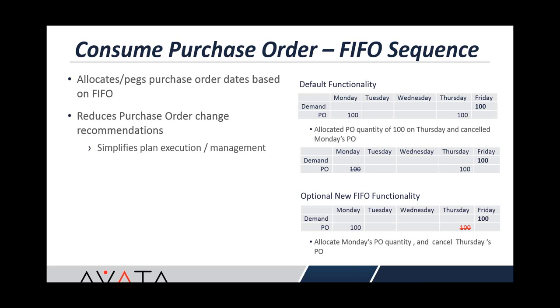So when it recommends a cancellation, it would recommend you cancel the Monday purchase order, which from a true planning perspective, probably doesn't make sense. It doesn't make sense to cancel the purchase order that has the earliest delivery. It would be the one that has the furthest out delivery that you can use to fulfill your demand. So this new functionality allows you to control that, and with it enabled, it would now recommend the cancellation of the Thursday PO versus the Monday in the prior behavior.